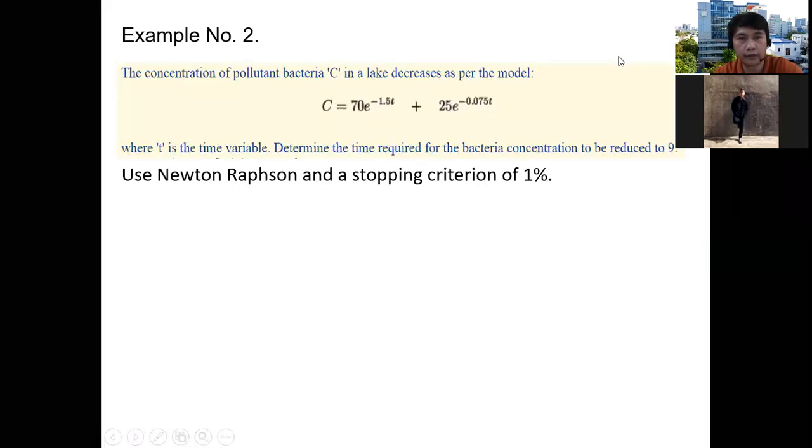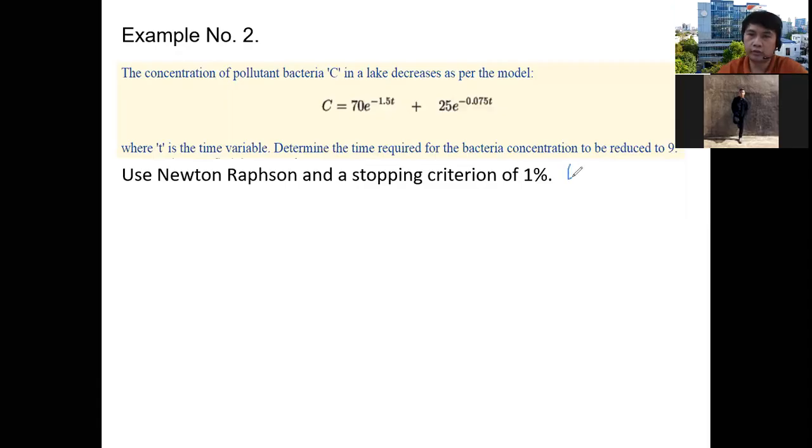Okay, yeah. So the concentration of the pollutant bacteria C in the lake decreases as per the model given. So C, concentration of bacteria, is a function of the time, no? Ito lang yung variable. Determine the time required for the bacteria concentration to be reduced to this value 9, no? So we have to use the Newton-Raphson stopping criterion of 1%. So of course, ang time natin, this will start, wait lang.